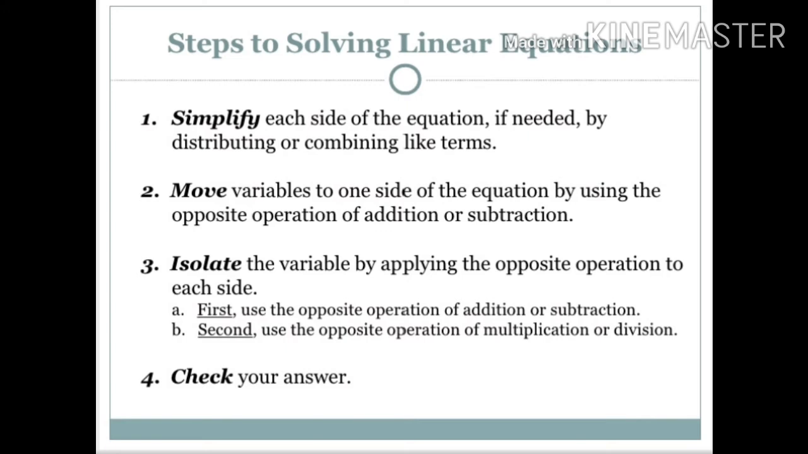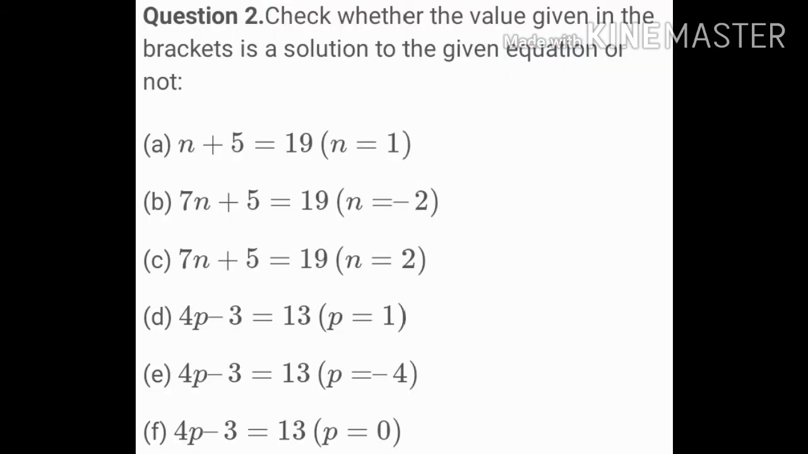A part: first, use the opposite operation of addition or subtraction. B: second, use the opposite operation of multiplication or division. It depends on what is given in the equation. If addition is given, we have to subtract when we change the side. Okay. So the last step is to check your answer.